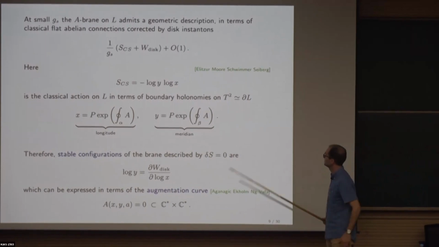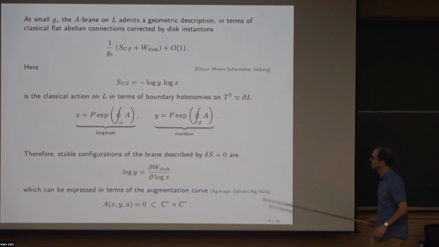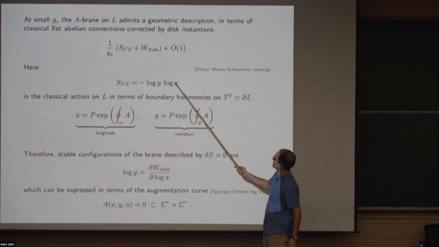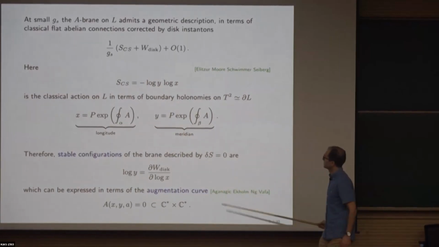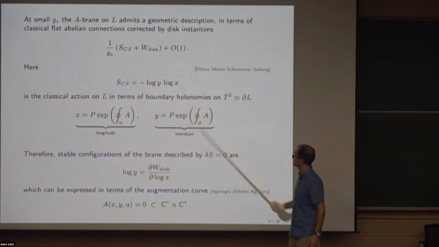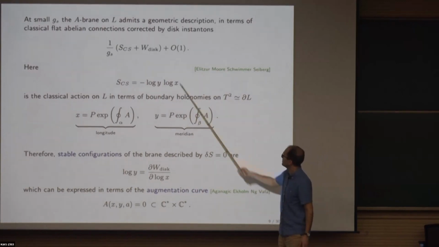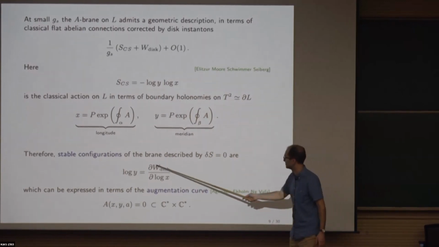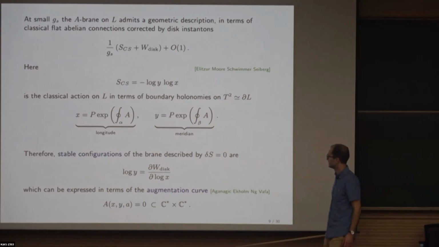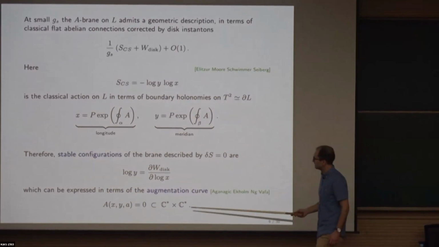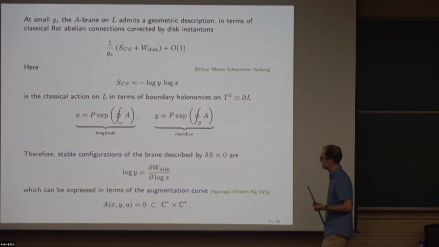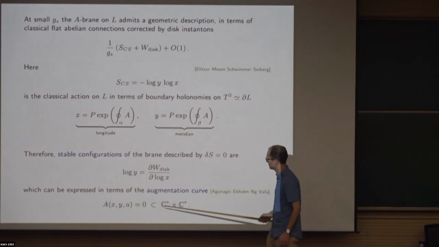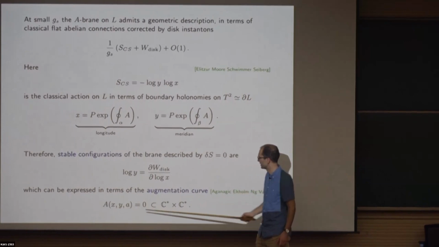Right, so we're still in genus 0. We're doing some fairly classical and geometric reasoning. What I wanted to say is that there's not only the disk instantons, there's also the classical action of the U(1) connection, which is the Chern-Simons action. If you minimize the free energy, the critical locus is given by this equation. And if you take the exponential of this, it turns out that it can be written as a finite polynomial in variables x, y, and a.